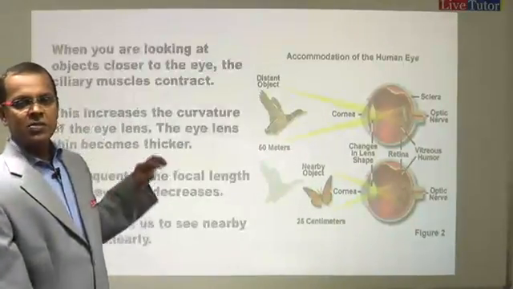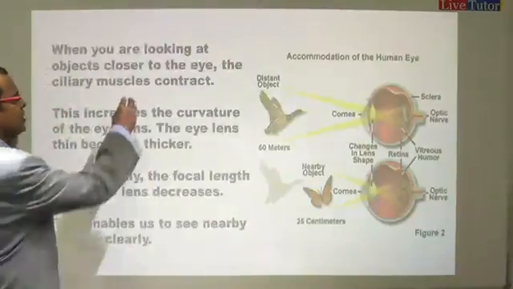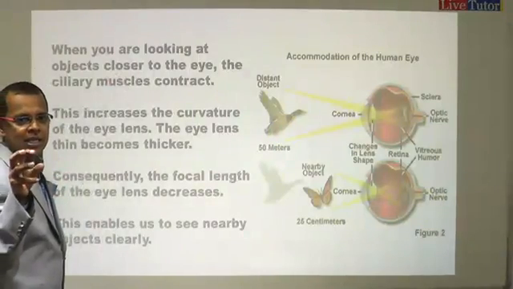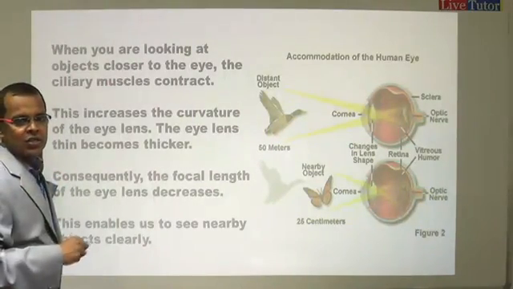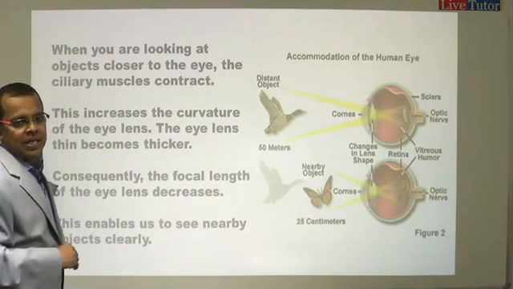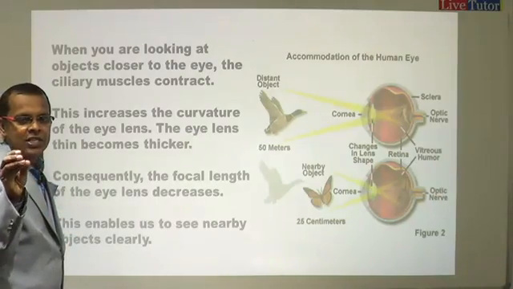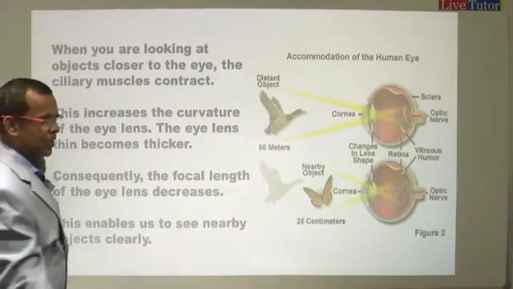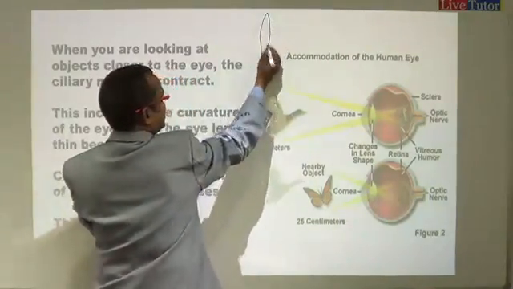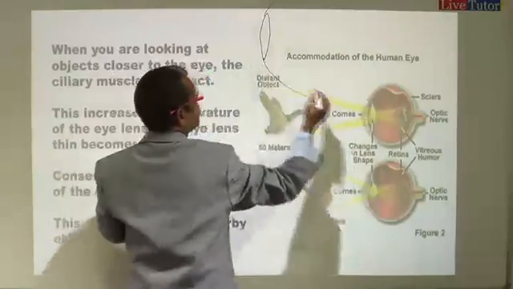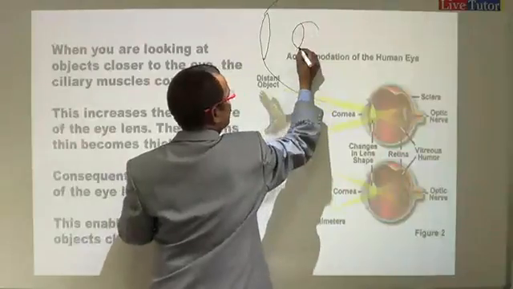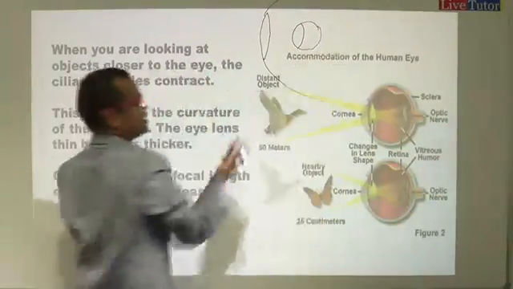This is one example. Similarly, when you are looking at an object which is closer to the eye, the ciliary muscles are contracting. When they are contracting, the curvature of the lens will be increasing. That means if the curvature is increasing, the lens becomes thicker. Suppose the lens is thin like this, you can see the curvature will be bigger like this. If the lens is somewhat thick like this, the curvature will be very small. You can see how it is decreasing.